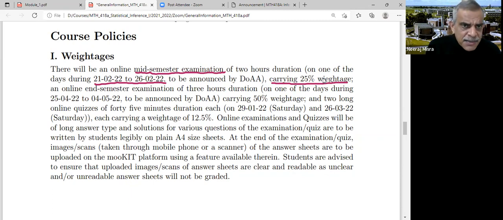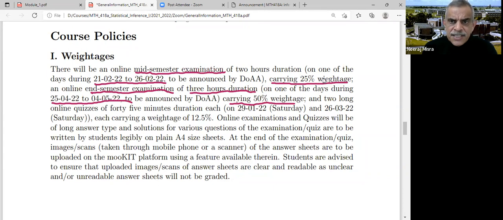And then there will be an end semester examination of 3-hour duration. So your mid-semester would be of 2-hour duration. End semester examination would be of 3-hour duration. And this again would be on one of the days mentioned in the academic calendar. It's 25th April to 4th May. This end semester would carry 50% marks. So that means your mid-semester and end semester together would carry 75% marks.